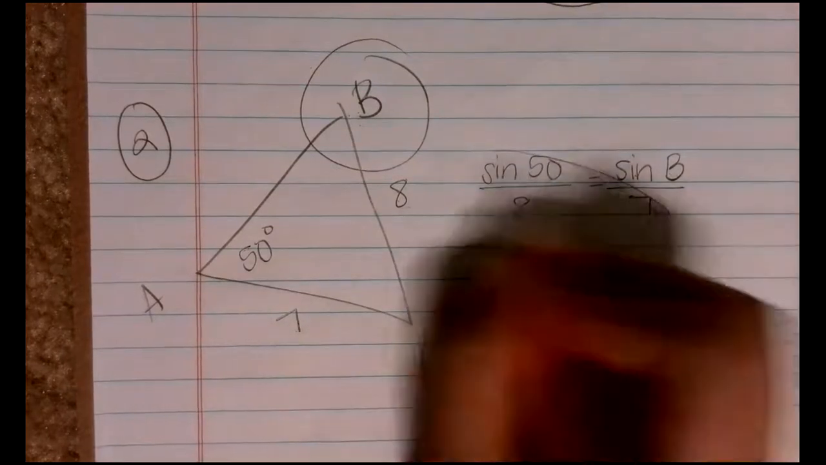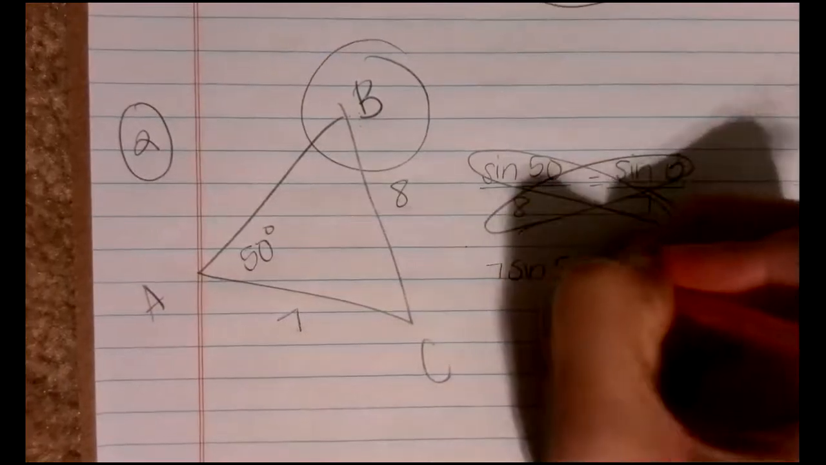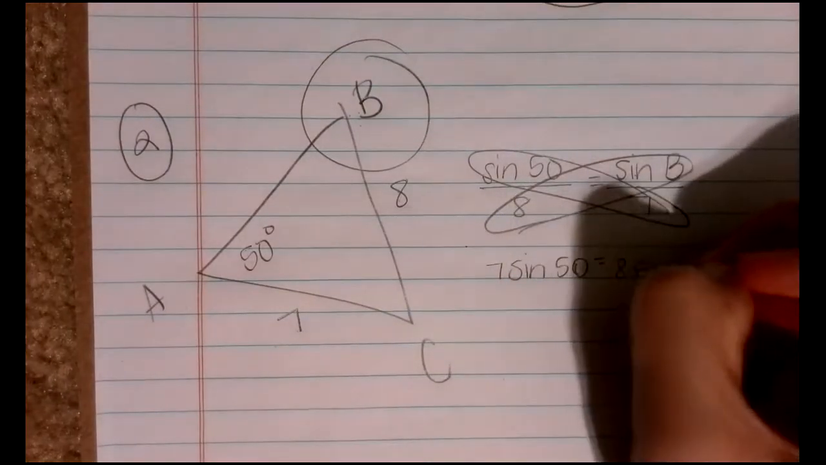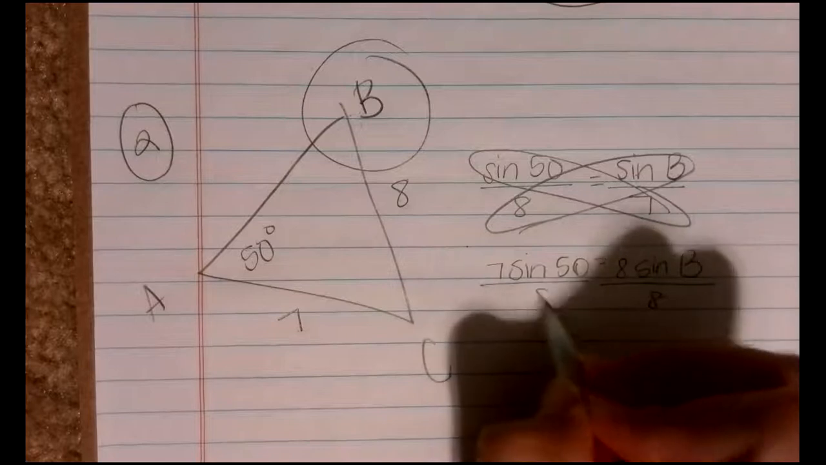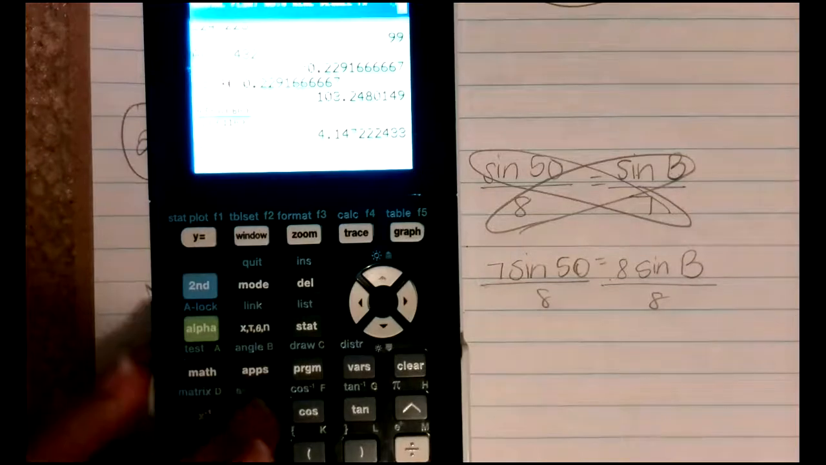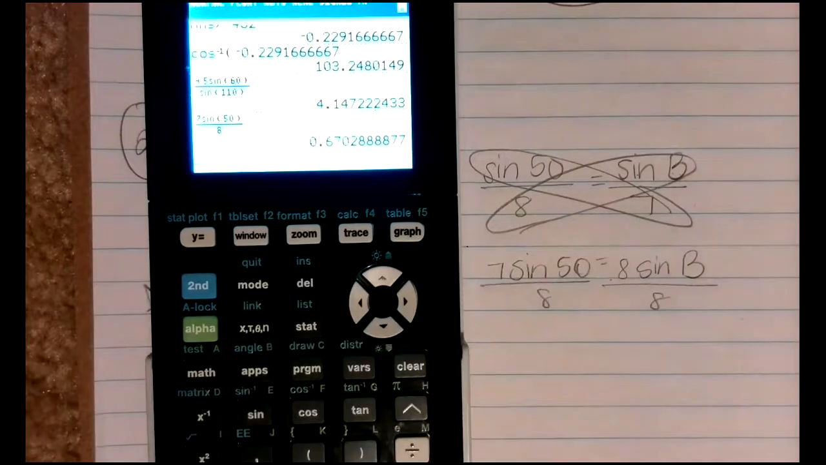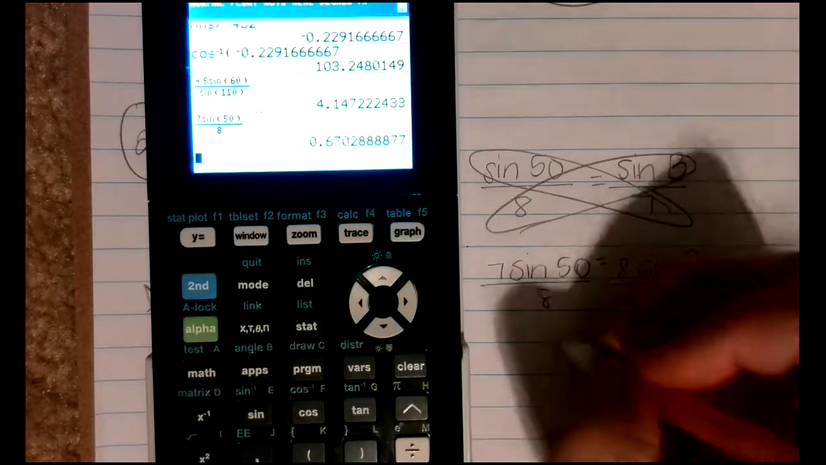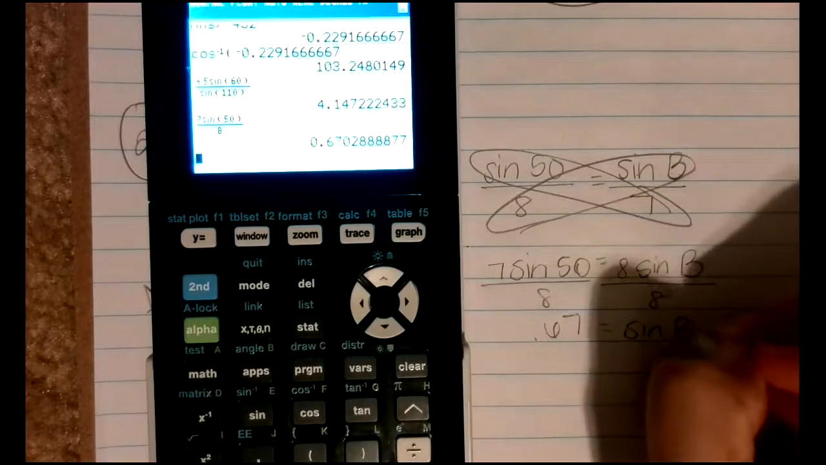Okay, so we do cross multiply again. 7 times the sine of 50 equals 8 times the sine of angle B, and divide by 8. Okay, so 7 sine of 50 divided by 8. And you get a very small decimal. And it doesn't seem like that small decimal should be the answer for an angle. And it's not. What you found is that 0.67 whatever is the sine of angle B.